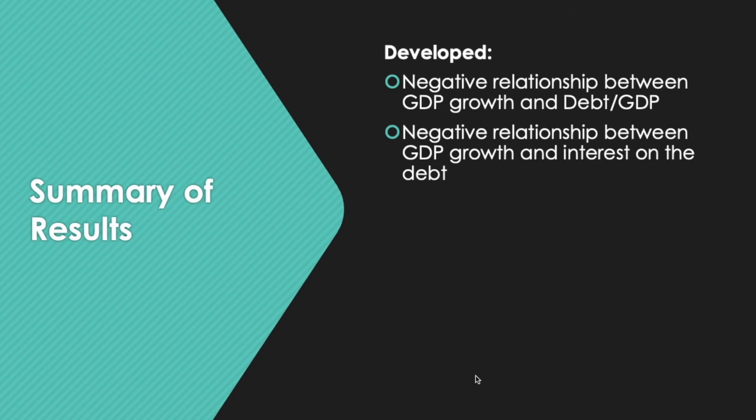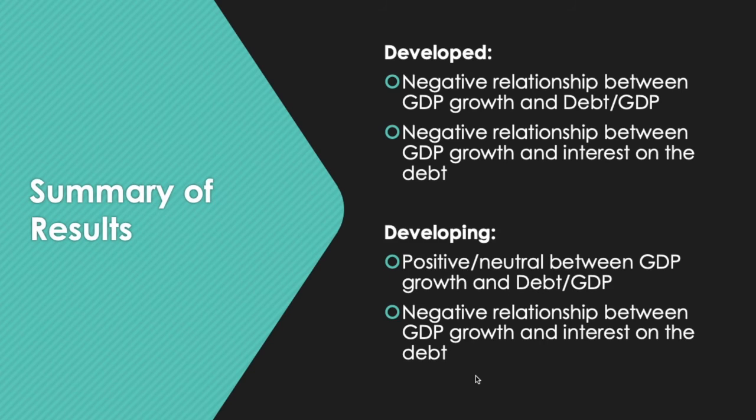Overall, for developed countries, there was a negative relationship between GDP growth rates and debt to GDP, and a negative relationship between GDP growth rates and interest on debt. For developing countries, there was a positive and a neutral relationship between GDP growth and debt to GDP, and a negative relationship between GDP growth and interest on the debt.